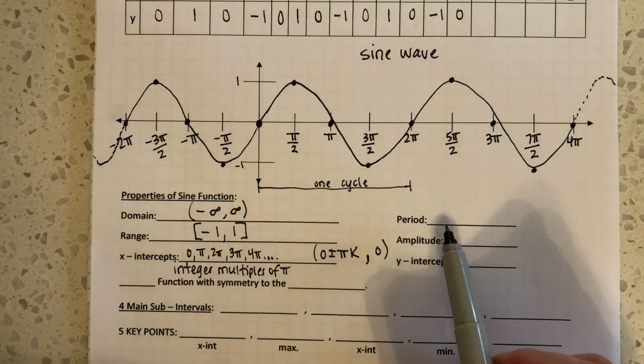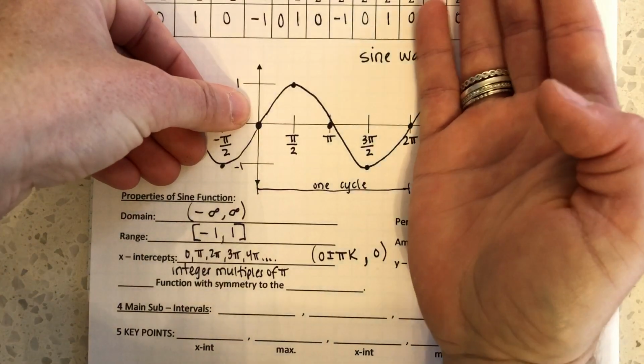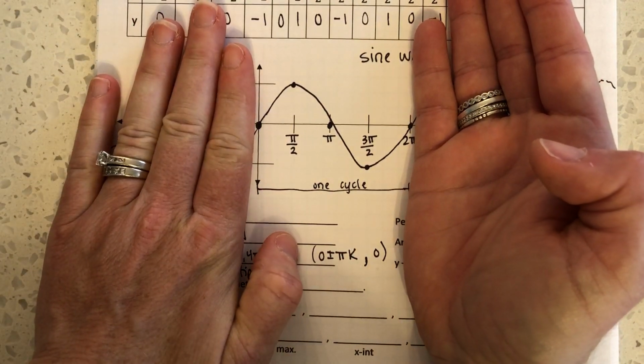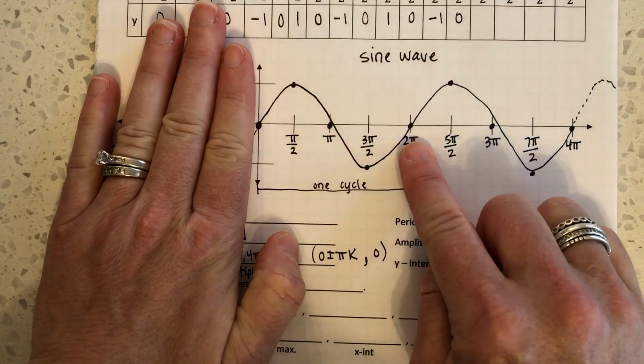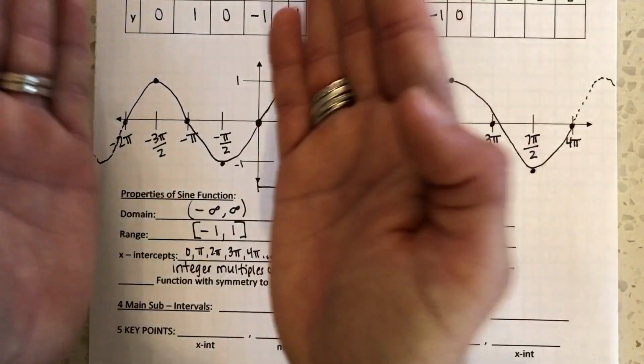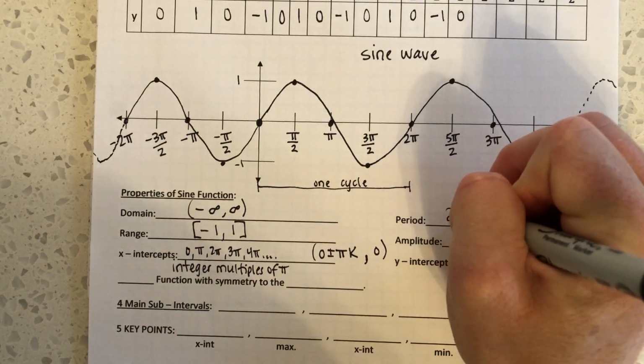All right, what did we say the period was? The period of the sine function, well, one cycle is from 0 to 2 pi. That is what your sine wave looks like. So your period is 2 pi. Every 2 pi radians, you form another sine wave, okay? So the period is 2 pi.